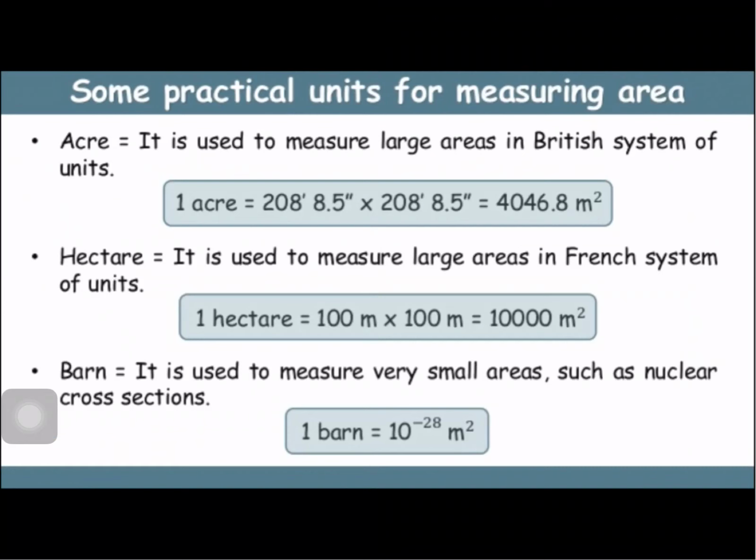And then you can go for area. Some practical units for measuring area. 1 acre is equal to 4046.8 meter square. 1 hectare is equal to 10000 meter square. 1 barn is equal to 10 power minus 28 meter square.